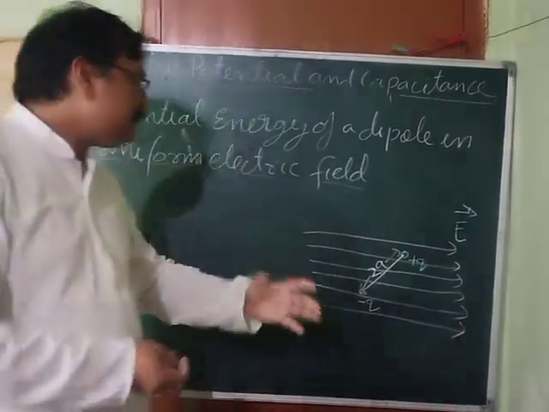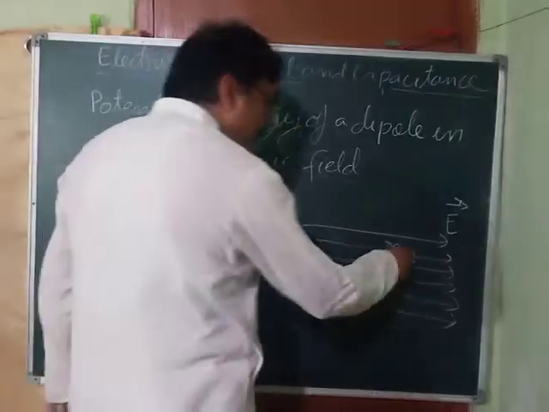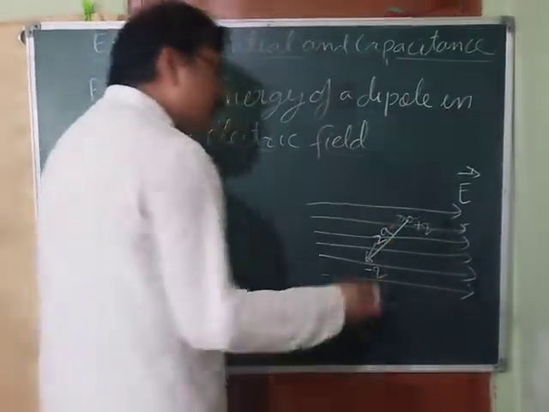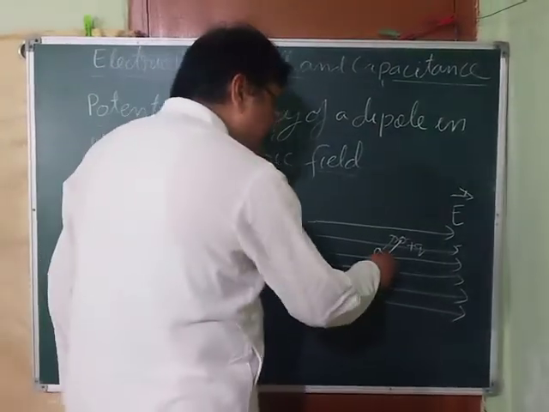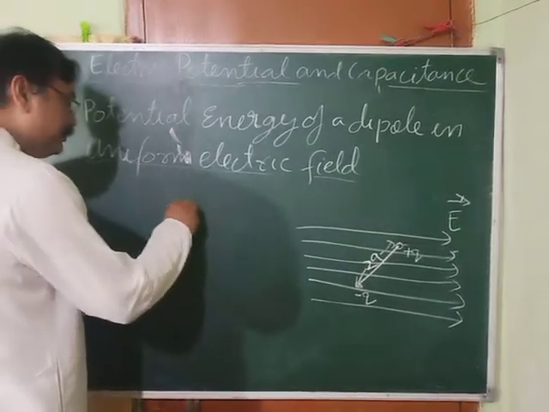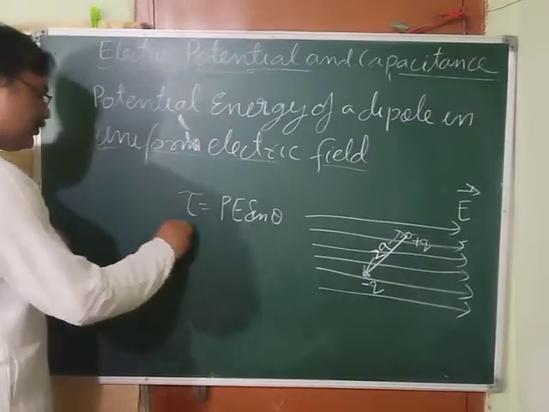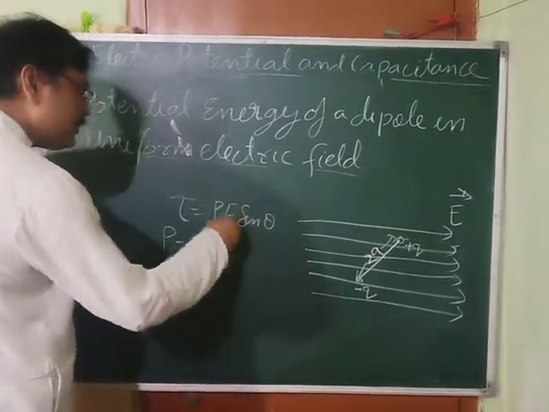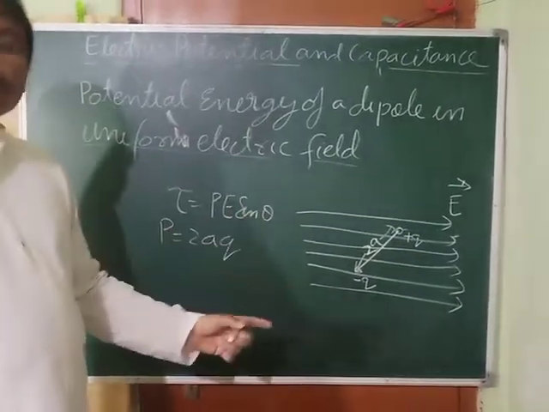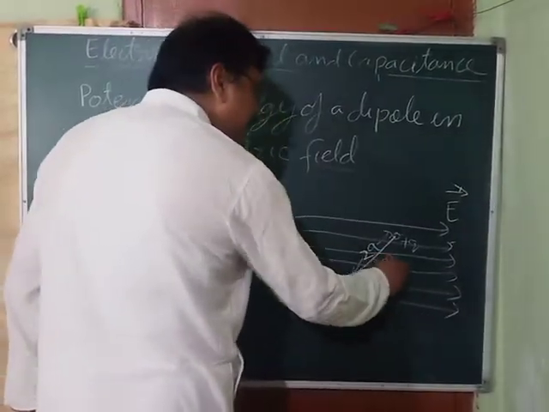So here we are going to rotate this dipole. Now the force acting will be in this direction, but we don't need to represent the force. See how much torque this field is applying on this. Obviously, tau is equal to PE sin theta, where P equals 2aq, that is the electric dipole moment. If we want to rotate this, we have to apply the same torque, when it is making angle theta with this electric field.